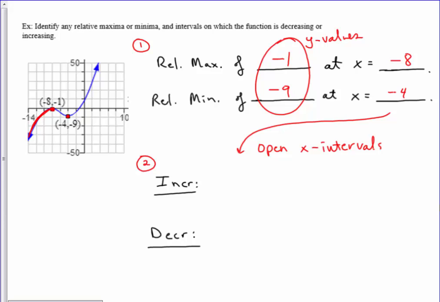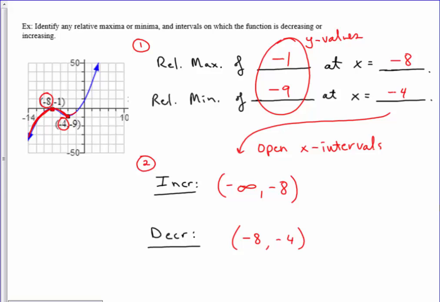And so in this example, our graph goes forever to the left, so we would want to start with -infinity, and then it stops at the x value of -8. Always use parentheses around those values. Then our graph appears to be decreasing, so we're going downhill on the next part of it. So on there, we would want to use the x value of -8, and then it looks like it stops at the x value of -4.